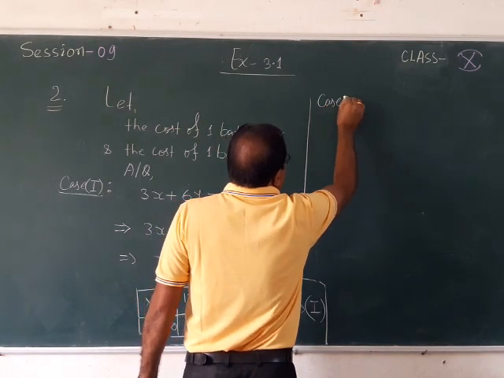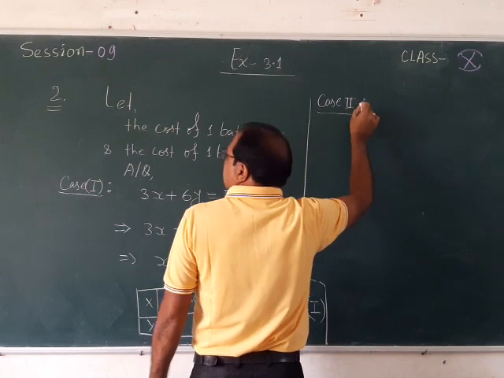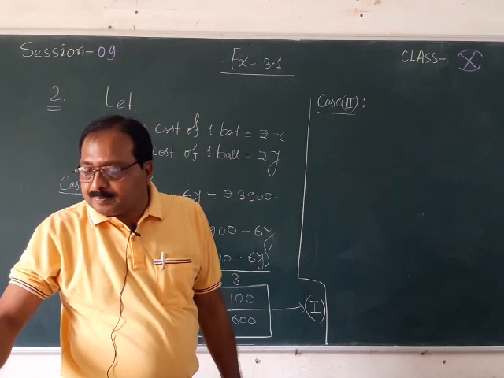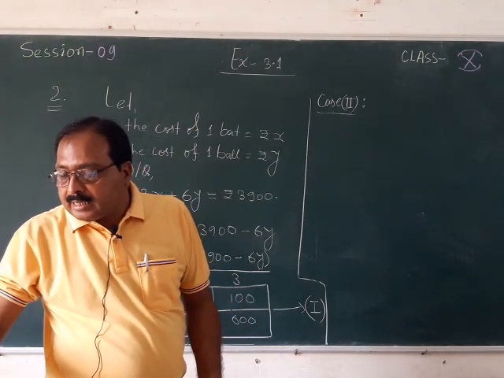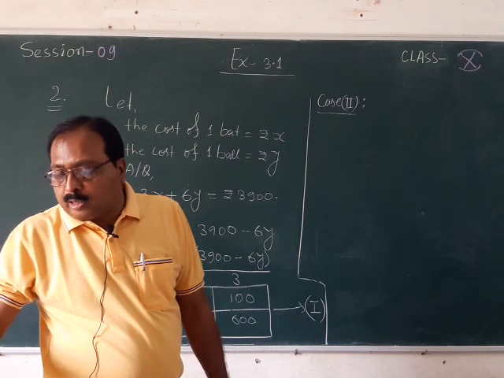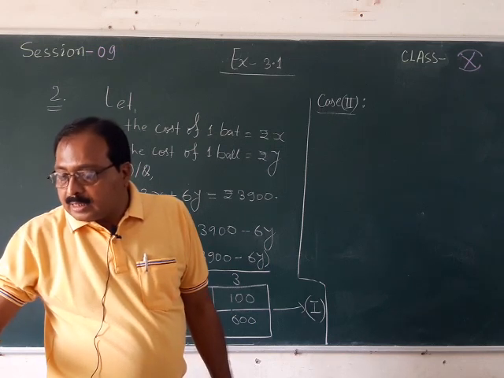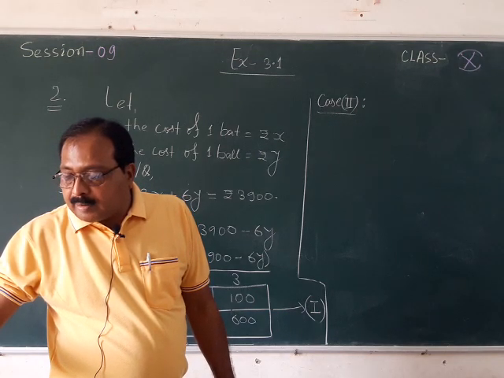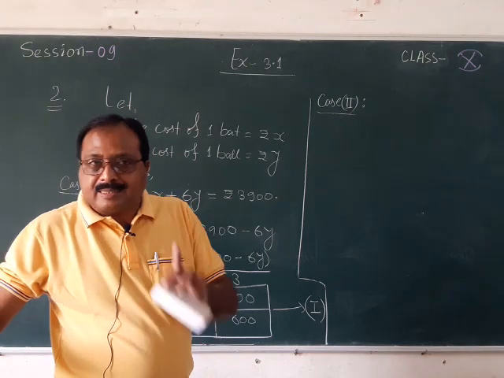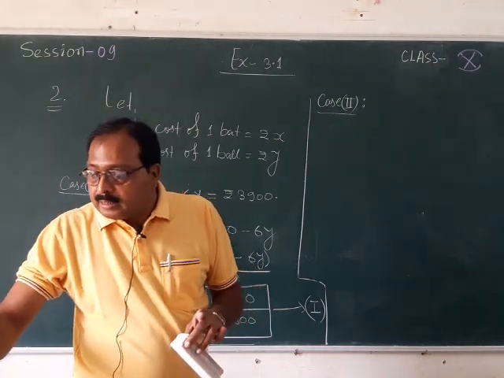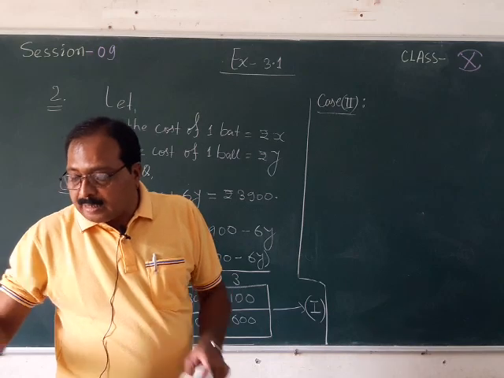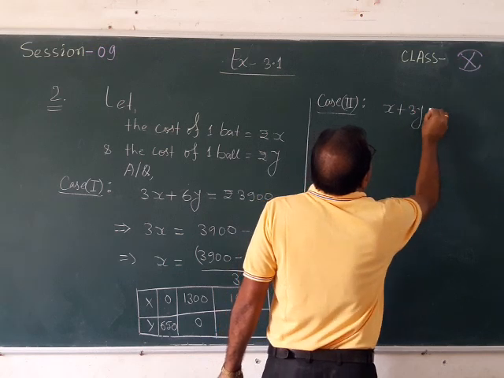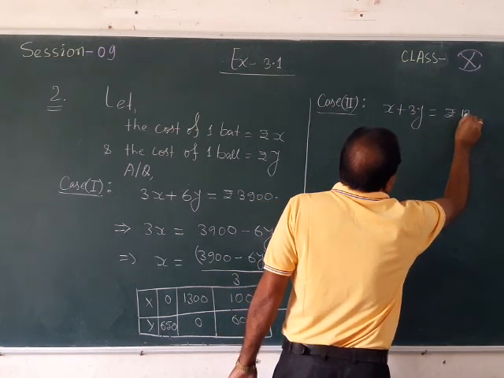Here the second case is written, that you have to see. What is the second case? How can you frame the second equation? Let C buy another bat and 3 more balls of the same kind for rupees 1300. That means in the second condition, C buys another bat, so the number of bats is only 1, but the number of balls is 3, that means x plus 3y. In the second case, it is x plus 3y is equal to rupees 1300.